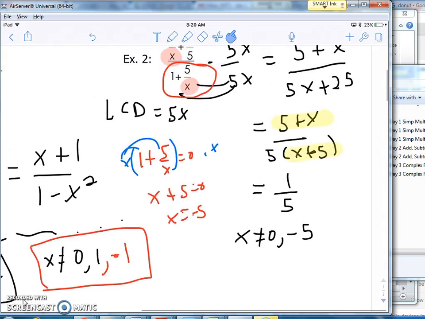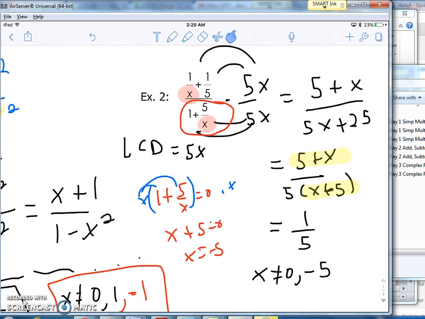Sorry, it went a little fast. If you need to pause this so you can get it written down, go ahead and pause now. I'm going to go on to the third example.